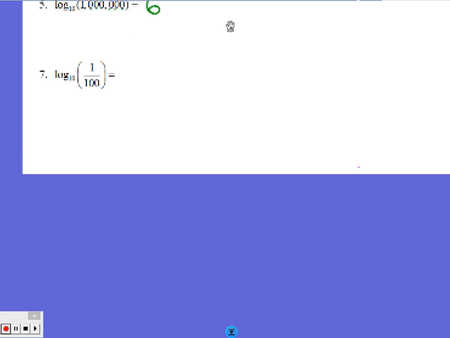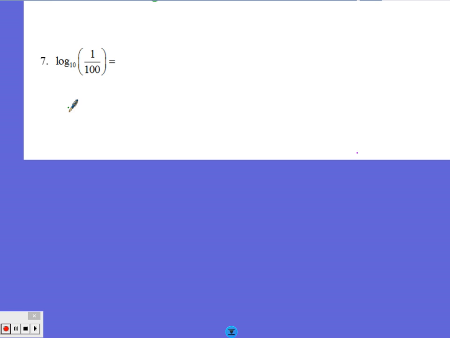Now this one starts to get interesting. Let me pull this up so we can all see it. This says 10 to some power, I'm going to put a question mark, is 1 over 100. Now I know that 10 squared gets me to 100, but to make it reciprocate like that, there's something special that happens, and I think some of you already are thinking it, that if I want this 10 to reciprocate, I need to have a negative exponent.